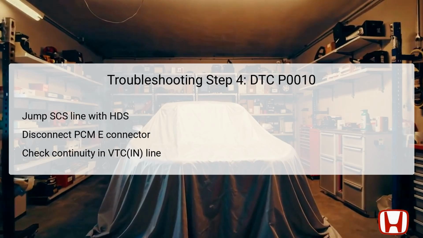In Step 4, you will check for a short in the VTC in wire, which is also crucial to the solenoid's operation. Begin by jumping the SCS line using the HDS for more than 1 minute, which allows adaptation in the diagnostic mode. Then, disconnect the PCM connector E to ensure no interference while testing. Following these preparations, a continuity check needs to be performed between the connector of the VTC Oil Control Solenoid Valve A and a body ground.